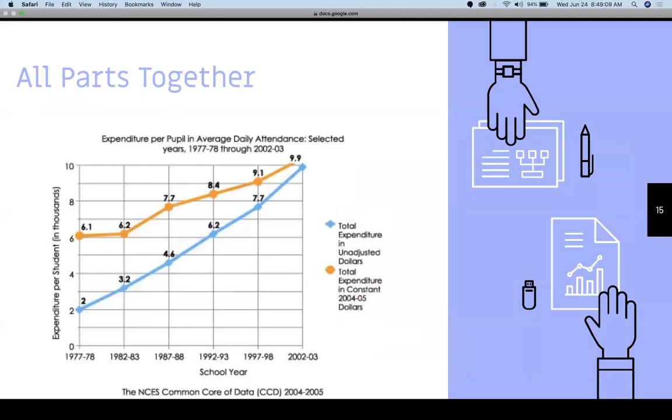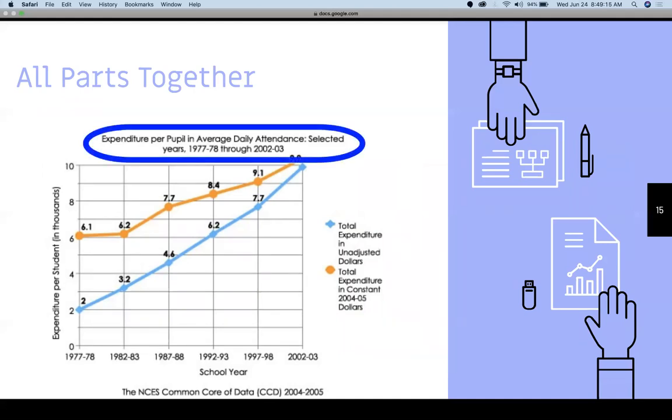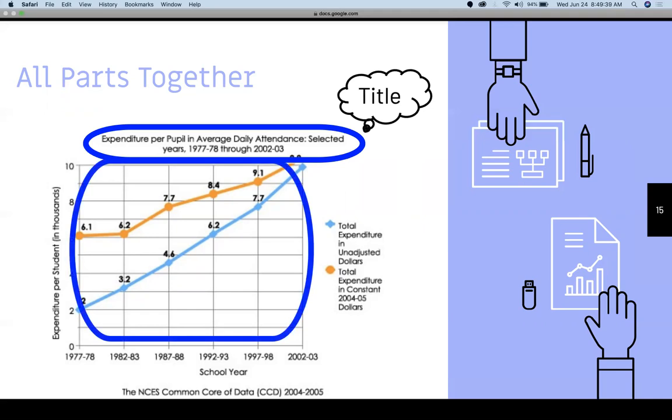Right. Now we can look at all the parts together, right? The title, that title in front: the expenditure per pupil, which is a student, in average daily attendance, selected years 1977 to 78 through 2002 to 03, right? That's the title. Now we have that other main important part, the data, the information right in the middle, that tells us our points being measured. It's the information we took.